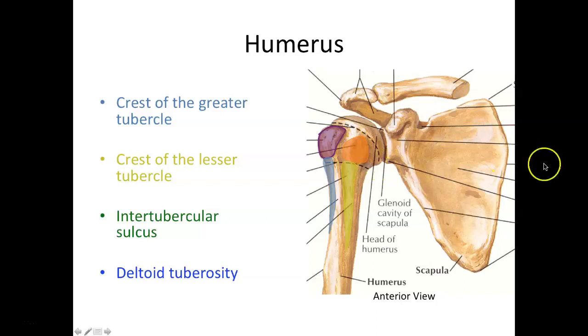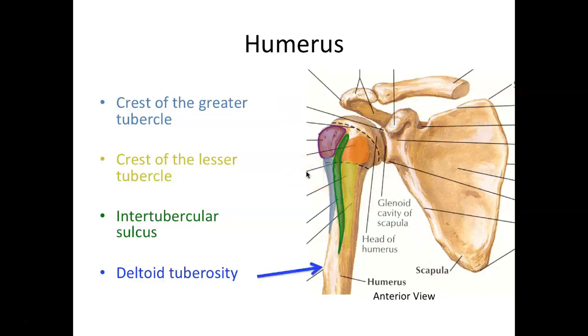And if we have two ridges, one with our greater, one with our lesser, we are going to have a groove created in the middle here. So we call this the intertubercular sulcus. Inter meaning between, tubercular referring to our tubercles, and sulcus meaning groove. So this is the groove in between the two tubercles and their crest too, but that's not in the name.